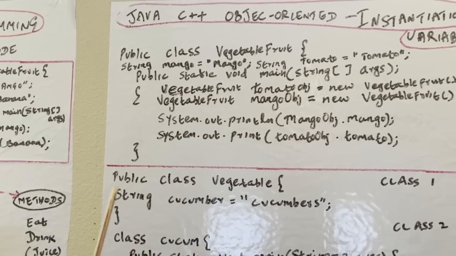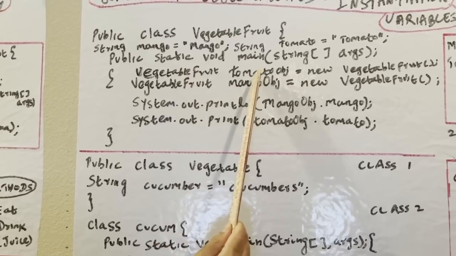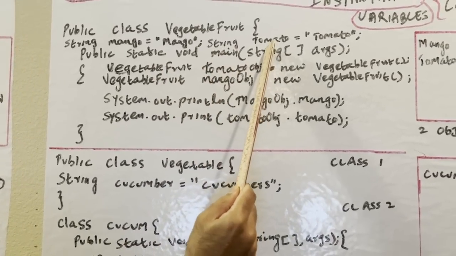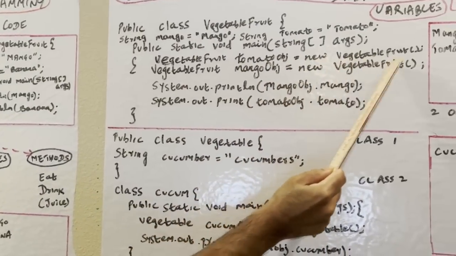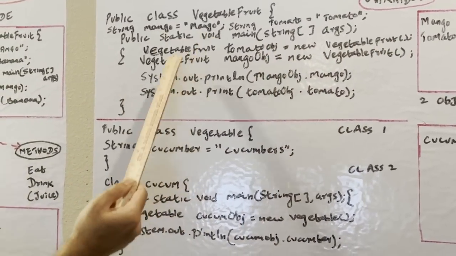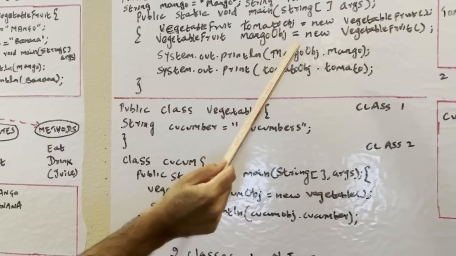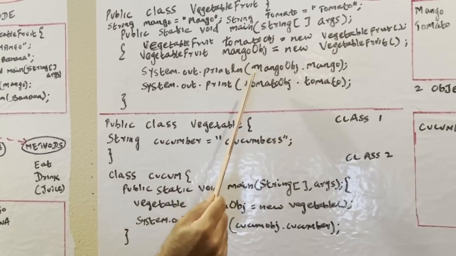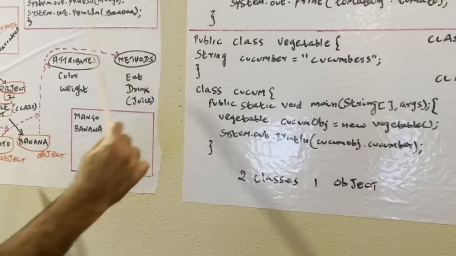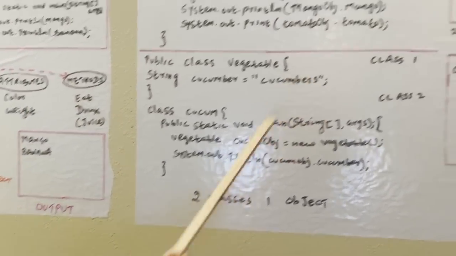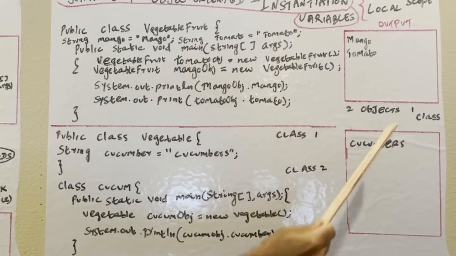An object has to be woken up, instantiated. So see the same name, vegetable fruit. I am naming the first object tomato object. See, tomato obj equal to new vegetable fruit. It's like creating a baby, instantiating the object. The second one is mango object. I am instantiating a mango object, printing the same thing. So mango, tomato, mango, banana. Two different methods to print. Here we talked about general things. Here we instantiated two objects in one class.